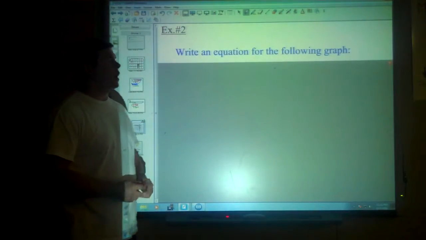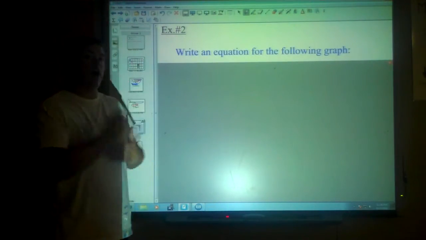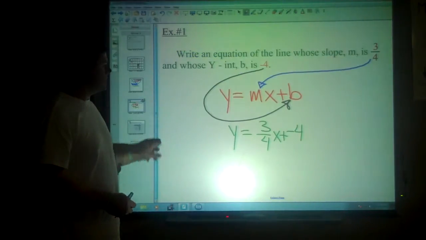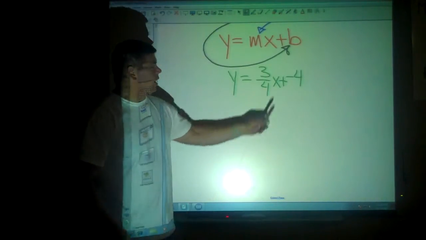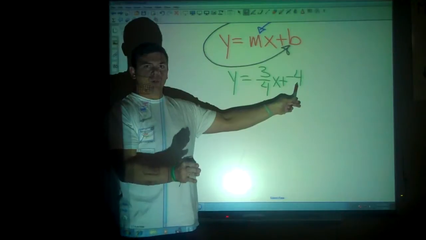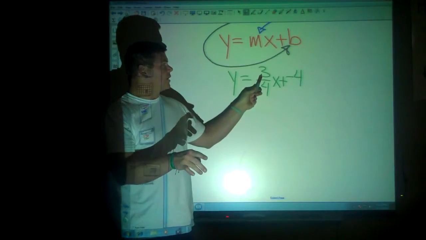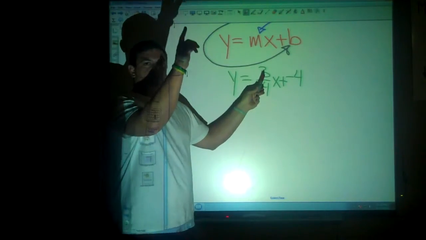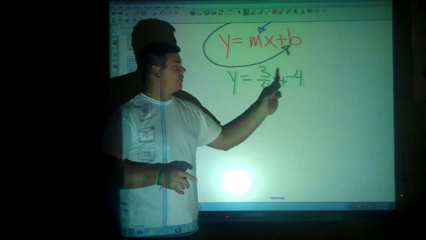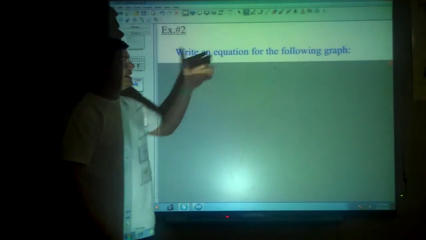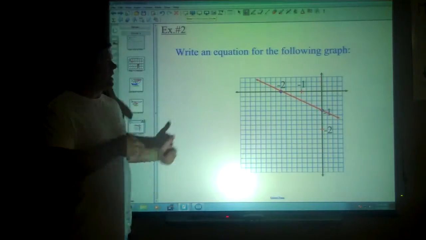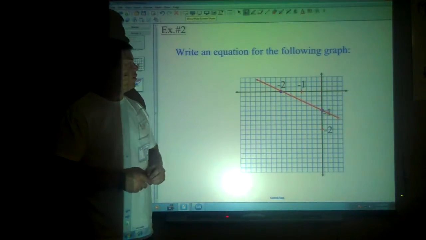Write an equation for the following graph. Now it's our job to go the other way. You could have taken this and you could make a graph. You could say, well, I'd go on the y-axis, I'd go down 4 places and put a dot, and from that dot I'd go up 3, right 4, up 3, right 4, and you could make a graph from this. Now in our last example, I'm going to give you a graph, and we've got to take the information from it and write our own equation.